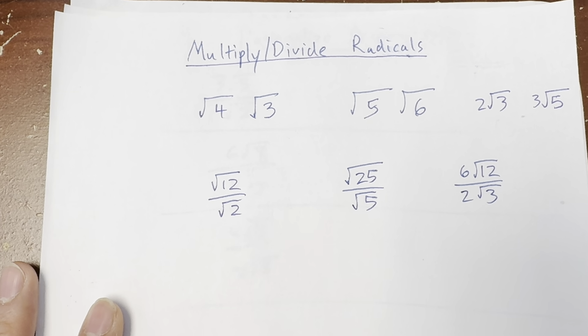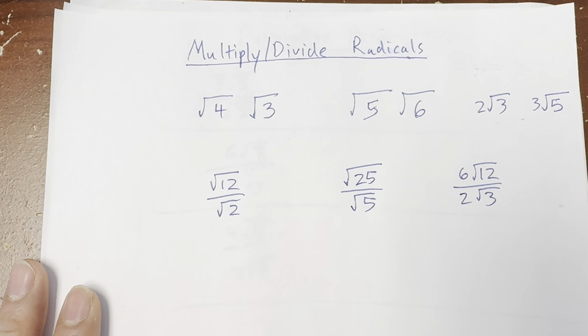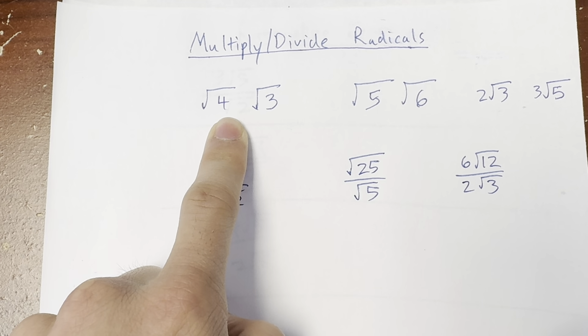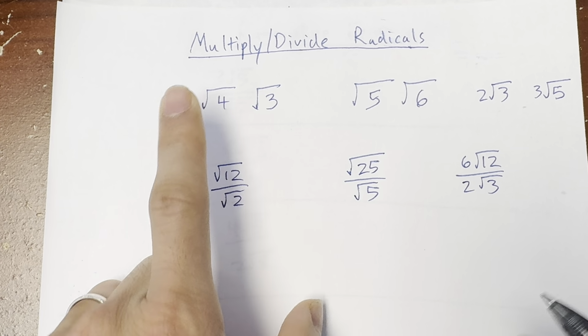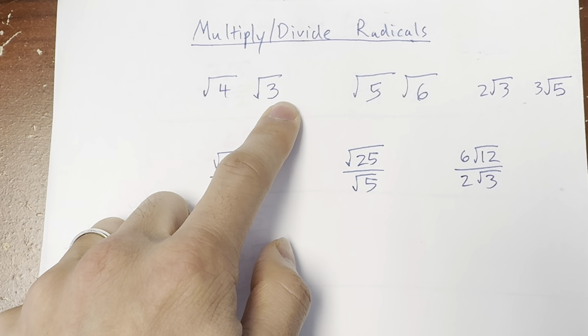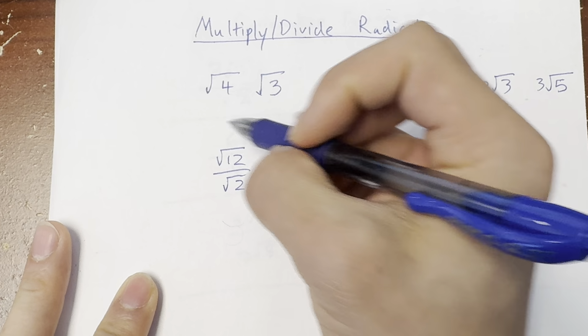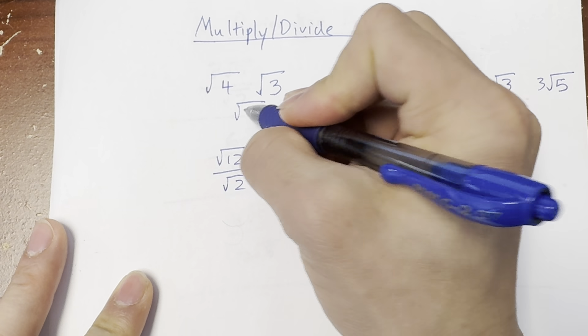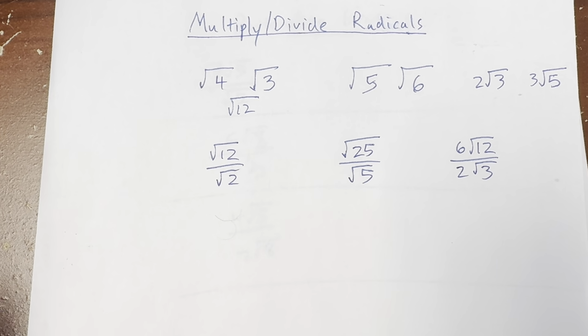All right, so this is a video on how to multiply and divide radicals. This video is fairly simple, right? Whenever you multiply and divide radicals, it's the inside times the inside, and you just keep the radical sign. So root 4 times root 3, all you have to do is keep the radical sign, and then just do 4 times 3. 4 times 3 is 12, and that's it. That's the final answer, and that's how you multiply.